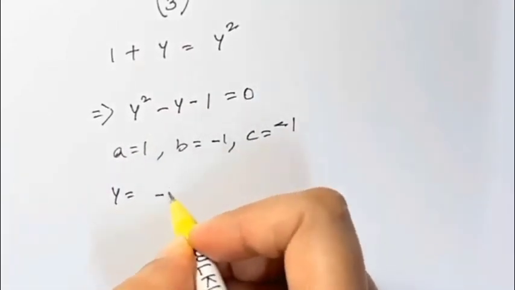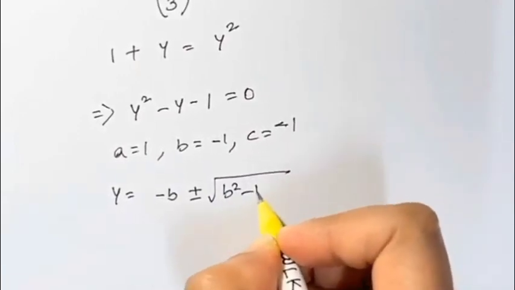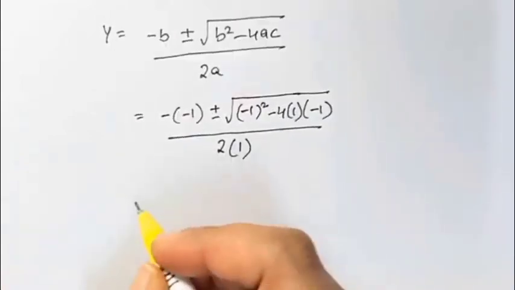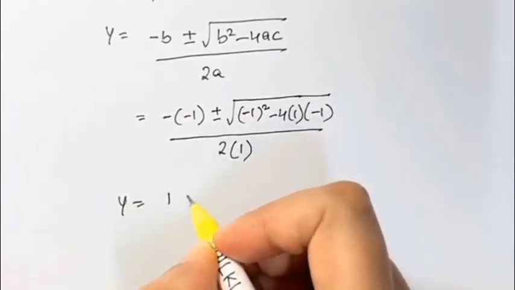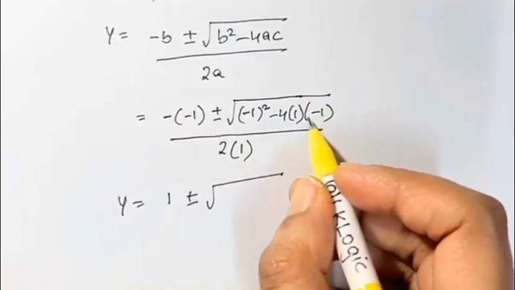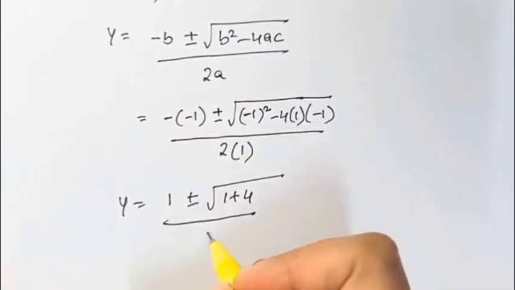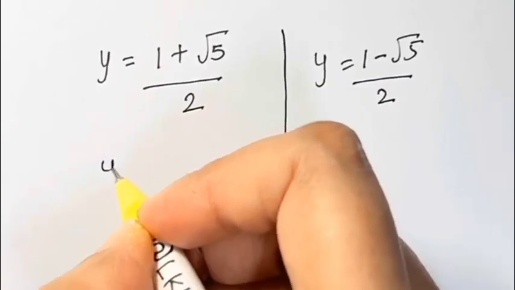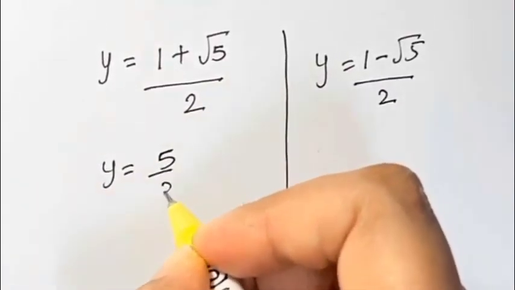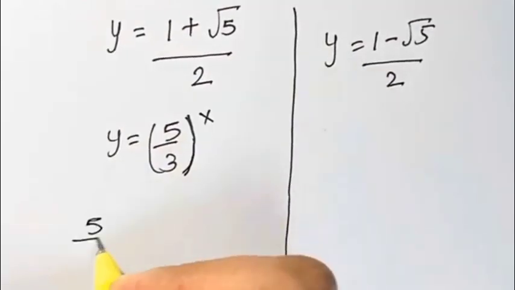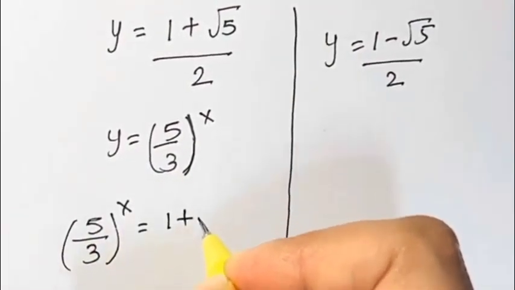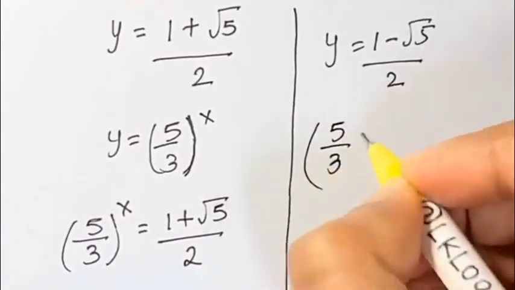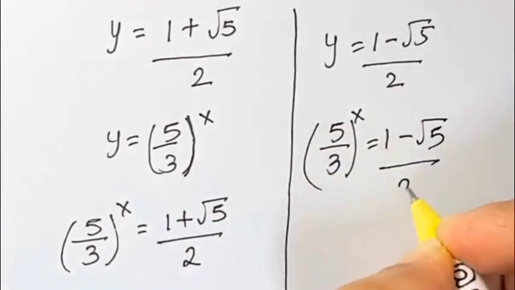To use the quadratic formula, negative b plus or minus under root of b square minus 4ac over 2a. And let's substitute all the values. After solving, 1 plus or minus under root of 1 plus 4 over 2. So we have 1 plus or minus under root of 5 over 2. Now, as we have substituted y is 5 over 3 to the x, let's put it back. 5 over 3 to the x equals 1 plus square root of 5 over 2. And 5 over 3 to the power of x equals 1 minus root 5 over 2.